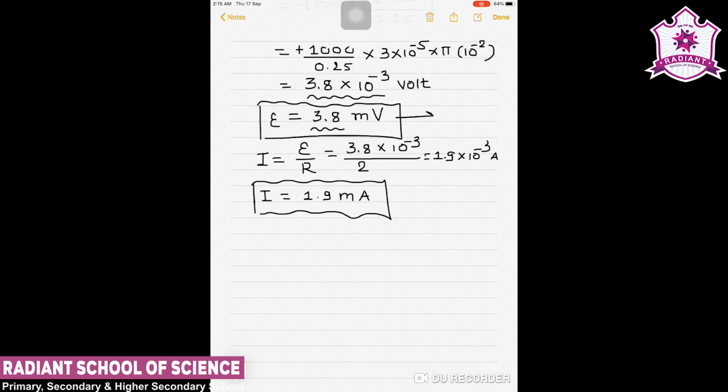So this will be the upper part, that is EMF is answer 1 and current is answer 2. So we were asked to find these two values that we have found.